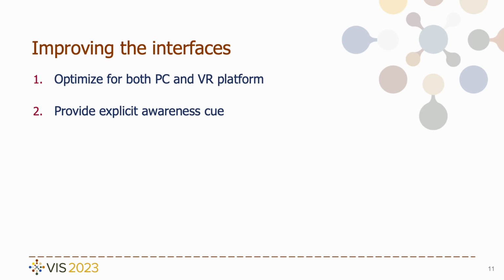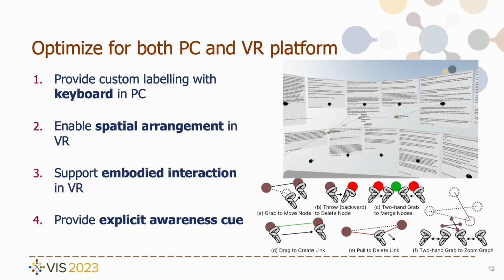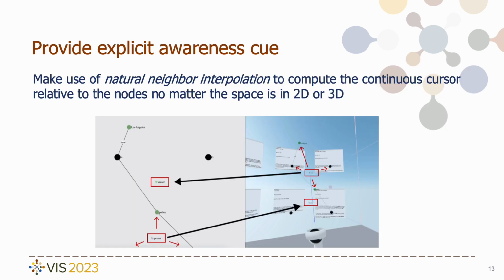As a result, we improved our interfaces in the following two aspects. First, we optimized the features in both environments. For PC, we enable people to use their keyboards to provide custom labels for the nodes and links. For VR, we organize the documents from list form to spatial form, allowing them to make use of the spatial sense-making ability for problem solving. Moreover, we support embodied gestures using controllers to ease the interaction in VR.